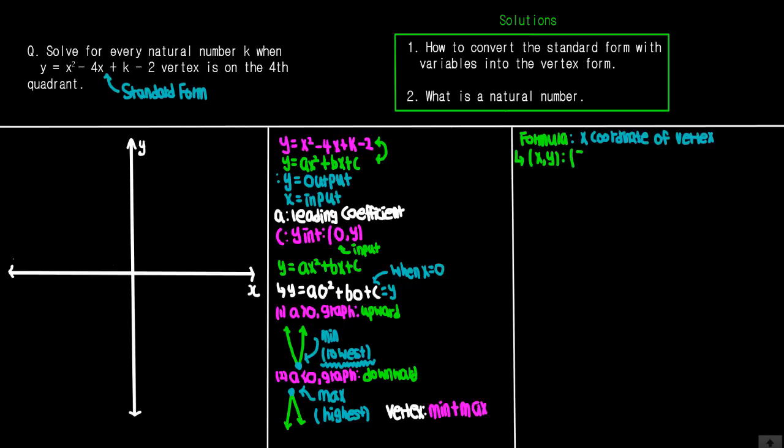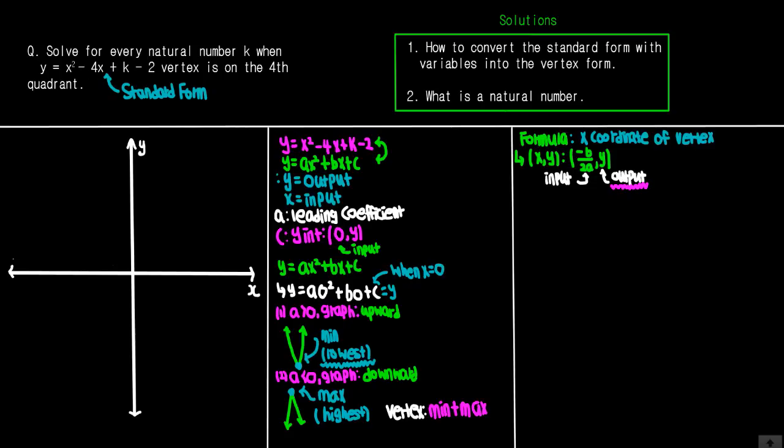Instead of the x value, we input negative b over 2a, and then comma y. There is a formula for the y value, but the reason we don't have to memorize it is that the x value is the input of the function, and the y value is the output. If we know the input, we can simply plug it into our original equation and solve for the output. So we don't need a separate formula for the y value of the vertex.